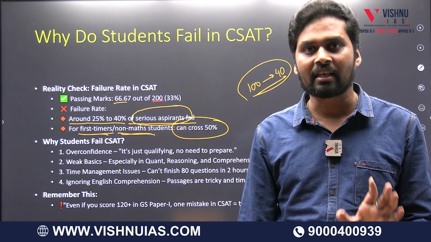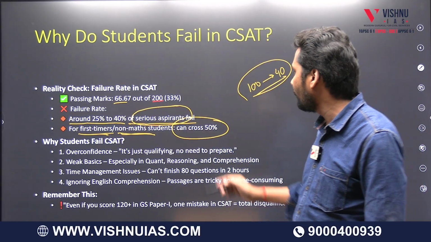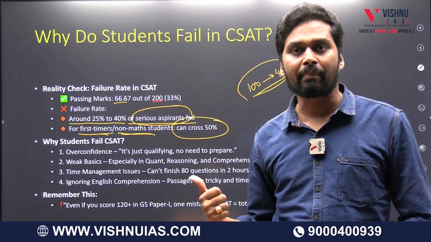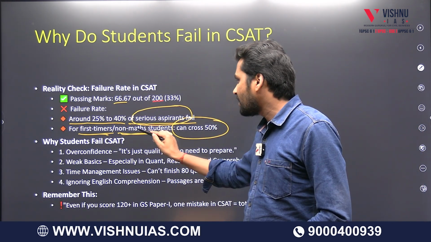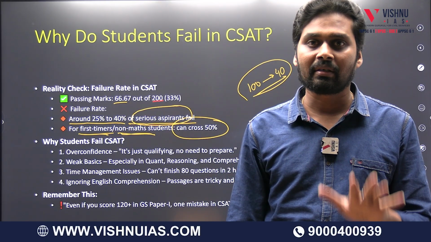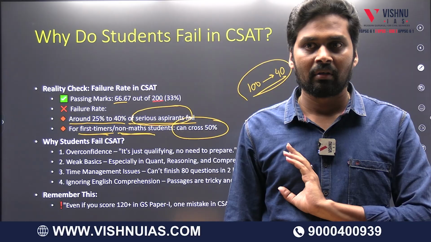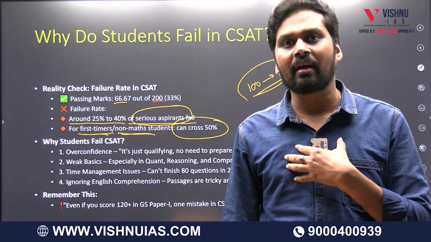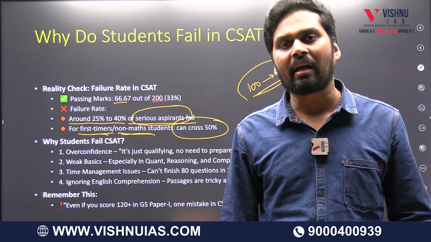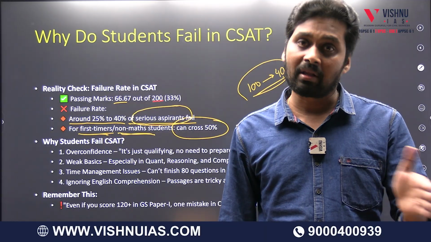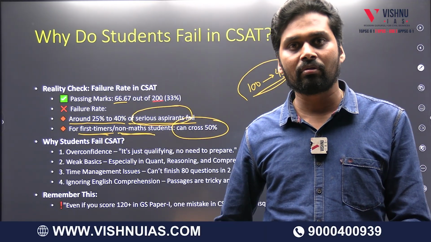If you are a serious aspirant, for serious aspirants only, 40% of the students fail in this CSAT paper. And for first timers and non-math students also, minimum 50% of the students fail in this. As I already mentioned, I have personally seen students who are exceptionally good at paper 1. Some students got more than 140, more than 130. Even they failed to clear this exam.